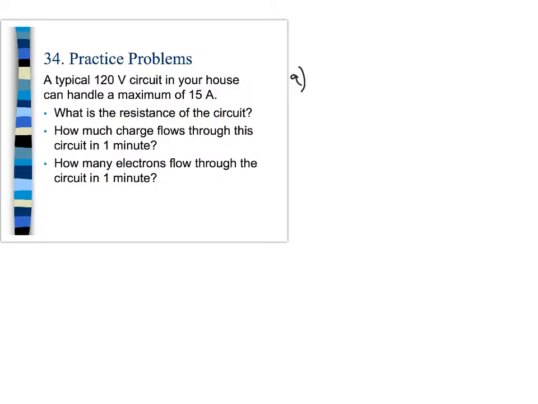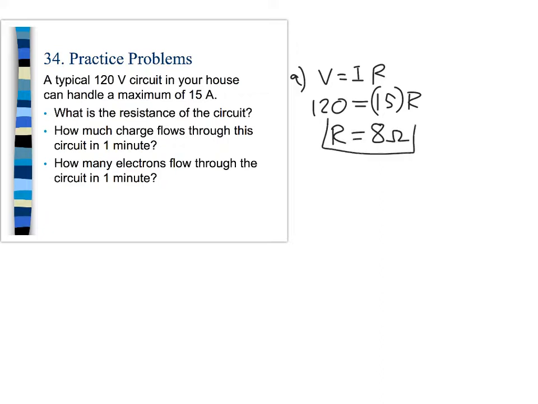A typical 120 volt circuit in your house can handle a maximum of 15 amps. First, we want to find the resistance, so we're going to use Ohm's law here, V equals IR. Our voltage across this circuit is 120 volts. Our current is 15 amps, and we want to solve for the resistance. So we end up getting that our resistance for this circuit is going to be 8, measured in ohms, so 8 ohms.